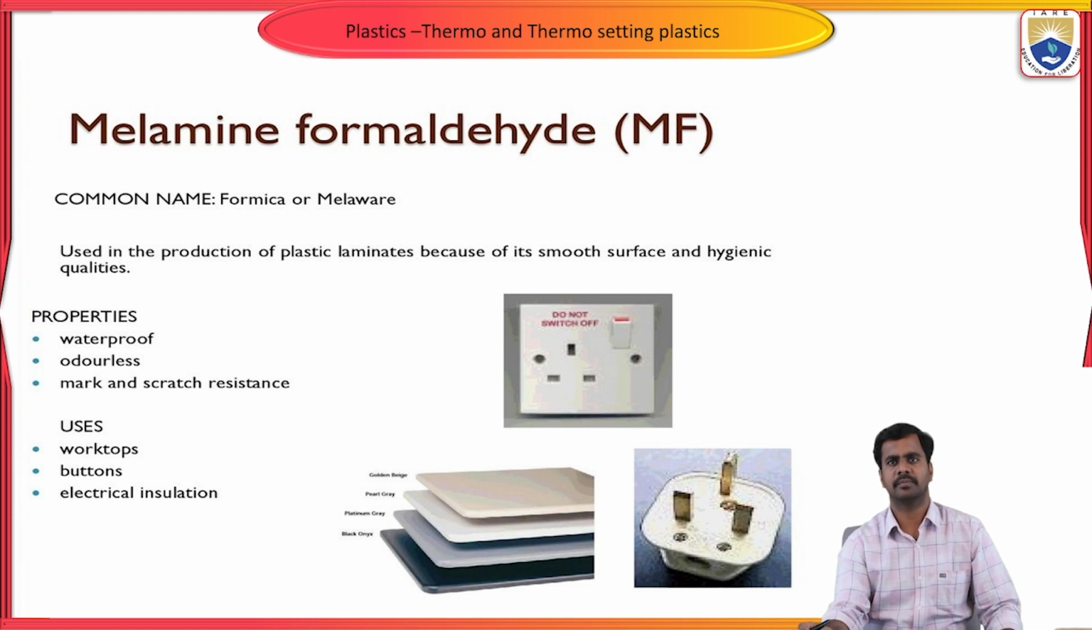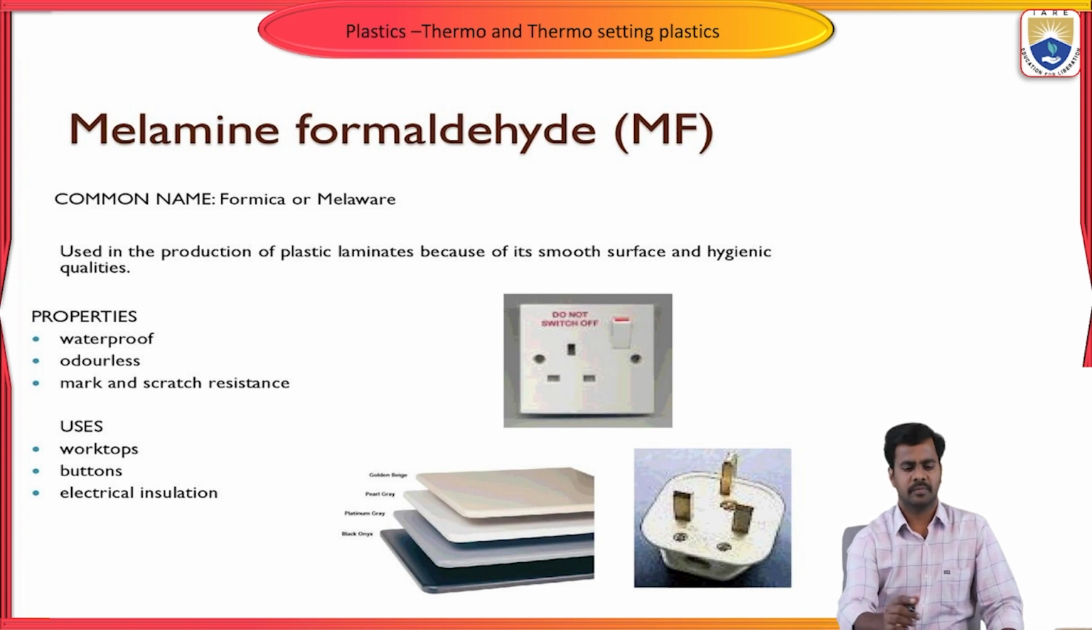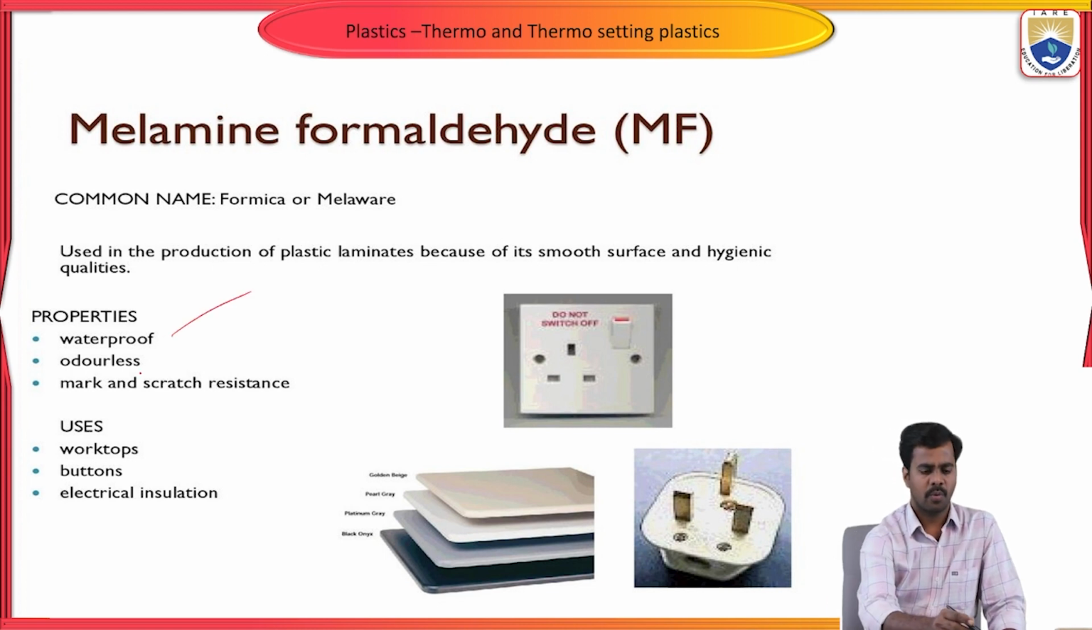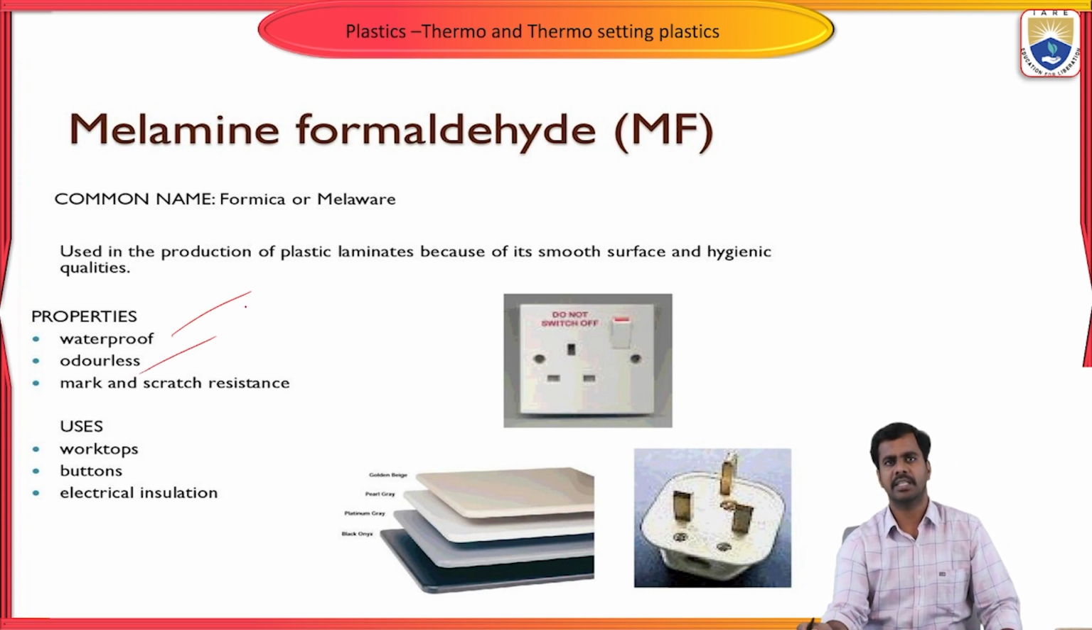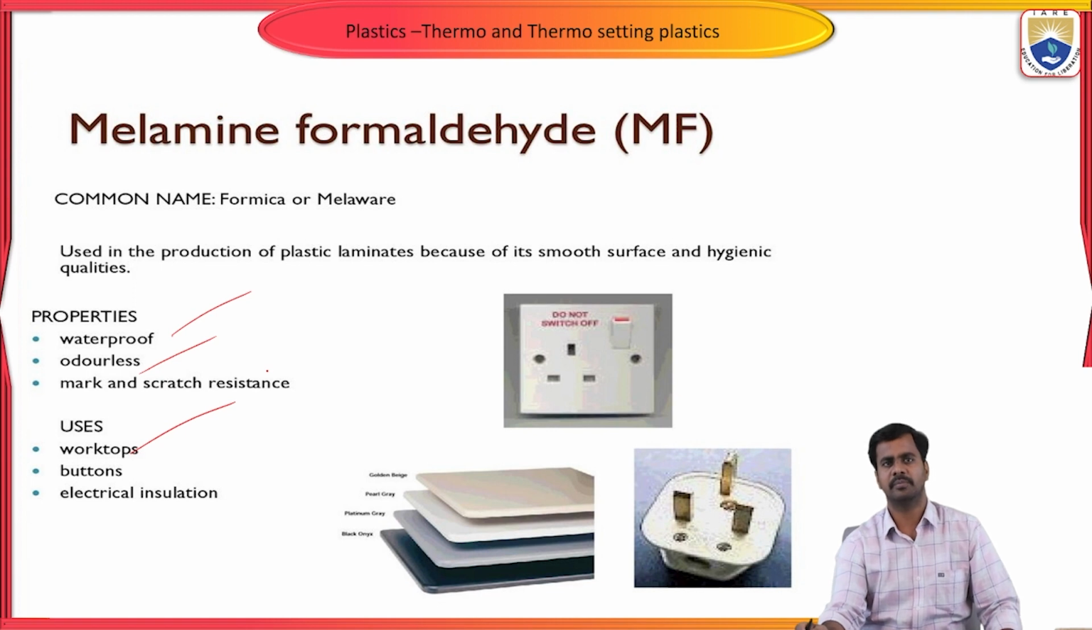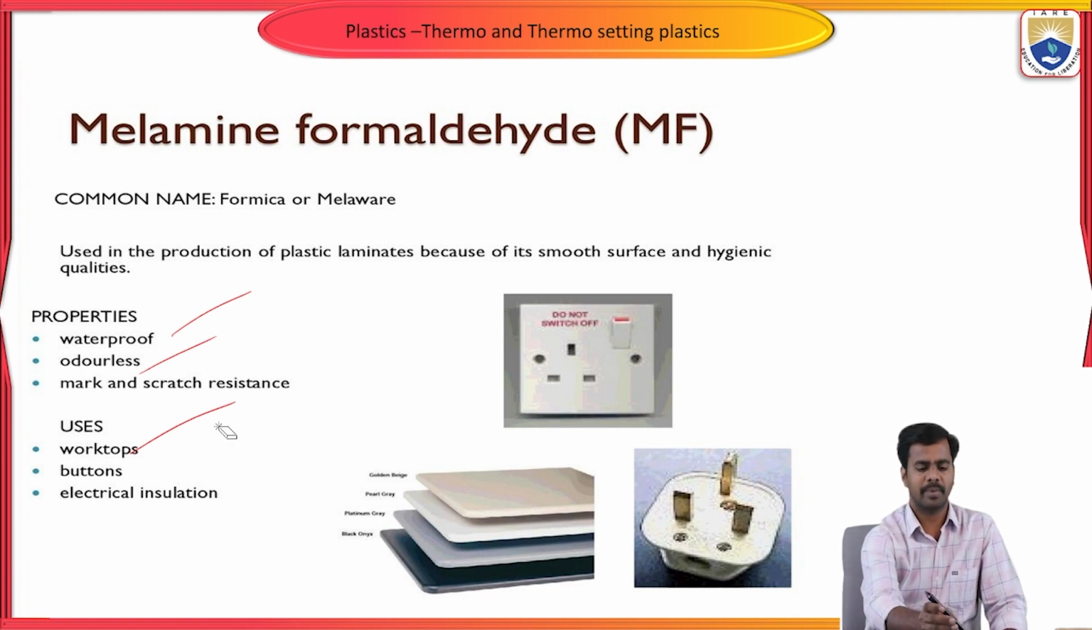Next is melamine, also known as Formica or Melaware. It is used in the production of plastic laminates because of its smooth surface and hygienic quality. It is waterproof, odorless, and mark and scratch resistant. These are the important properties of melamine, and it is used in making worktops, buttons and electrical insulating materials.